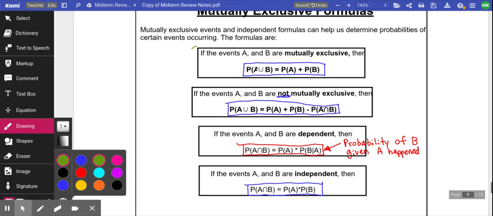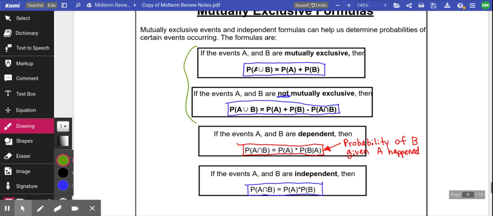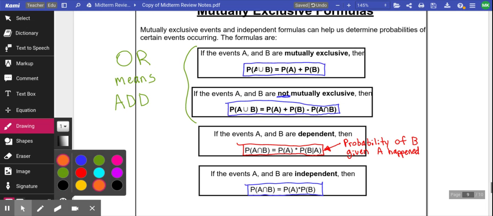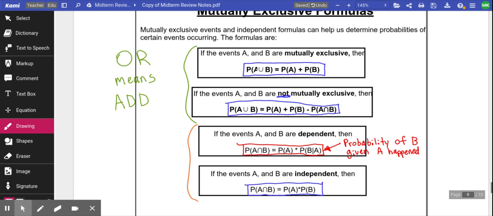And that unwritten rule was when you're doing or. So if you're doing probability of this or this, it means to add. We've been doing that lots in Unit 2, right? Every time we saw or, it meant we were adding events together. The second part, this, gives us an unwritten rule that when you read the word and, it means you're going to multiply.